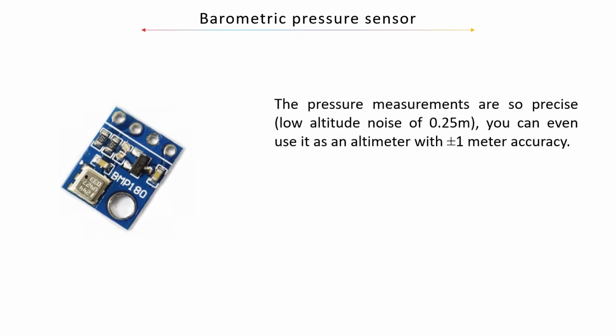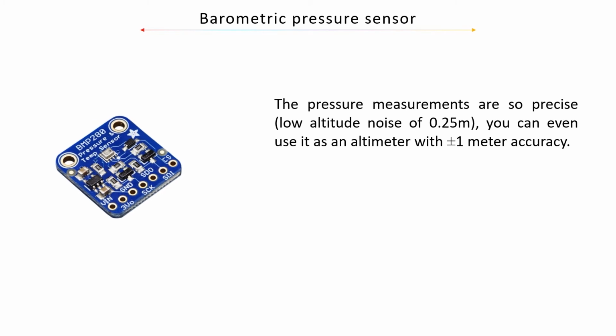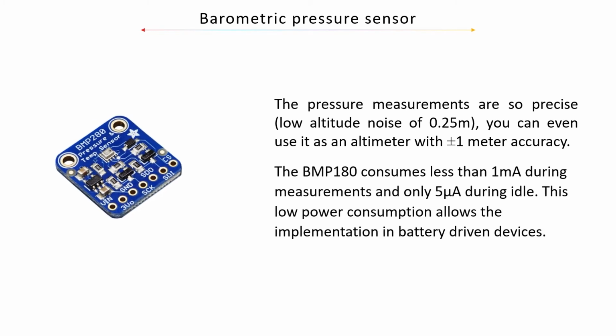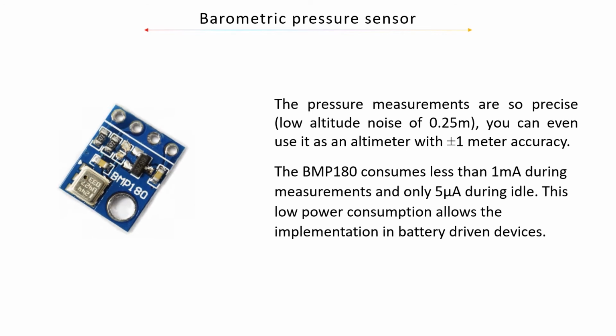The pressure measurements are so precise, with a low altitude noise of 0.25 meters, that you can even use it as an altimeter with plus or minus 1 meter accuracy. The BMP180 consumes less than 1 milliampere during measurements and only 5 microampere during idle. This low power consumption allows the implementation in battery-driven devices.